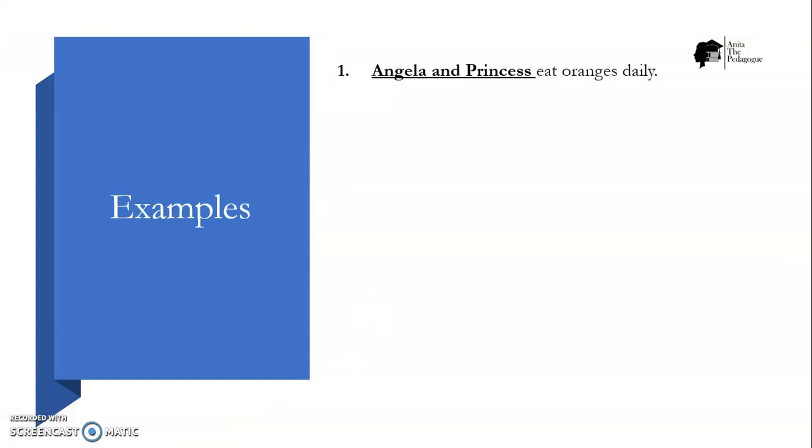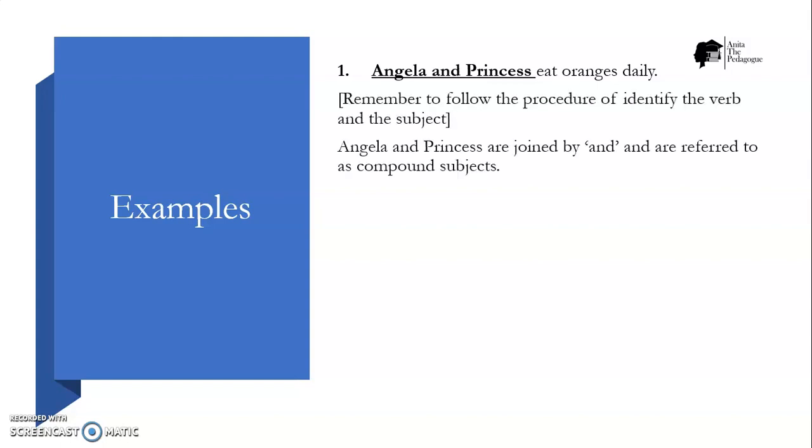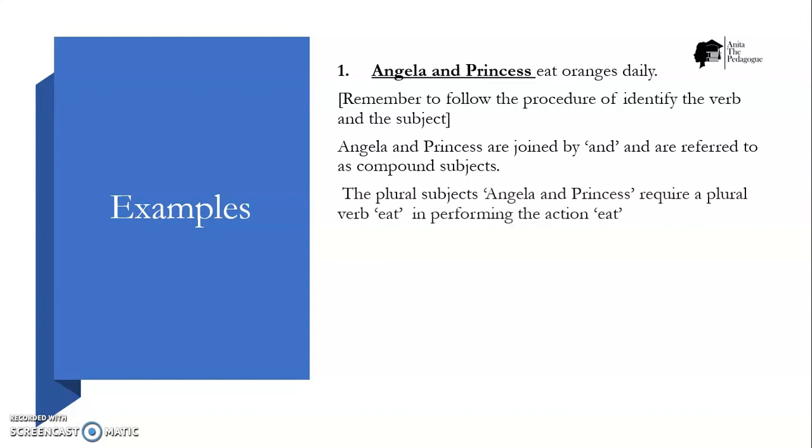Example 1. Angela and Princess eat oranges daily. Remember to follow the procedure of identifying the verb and the subject. Now, Angela and Princess are joined by the conjunction and are therefore referred to as compound subjects, because it's Angela one subject and Princess another subject coming together. The plural subjects Angela and Princess require a plural verb eat in performing the action.